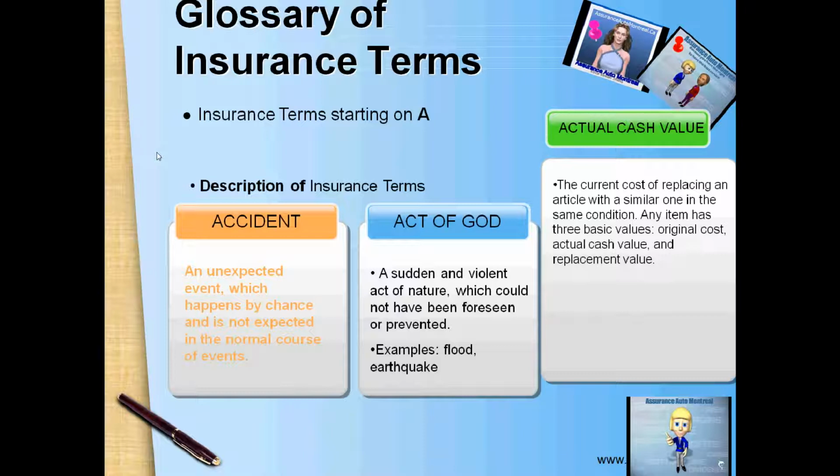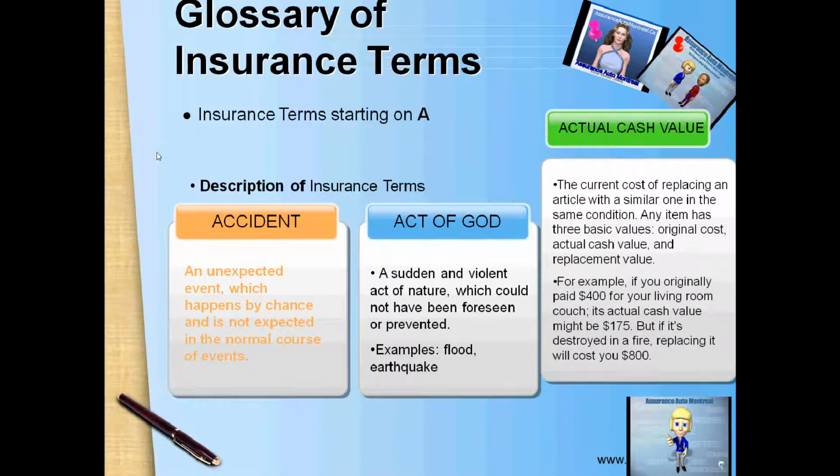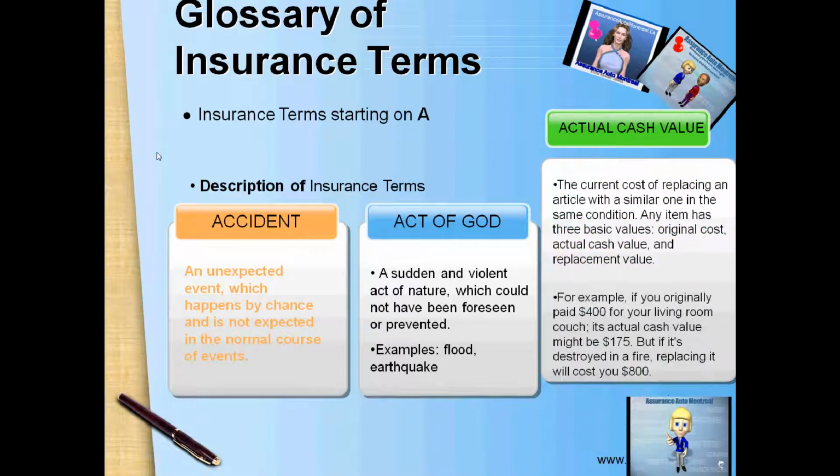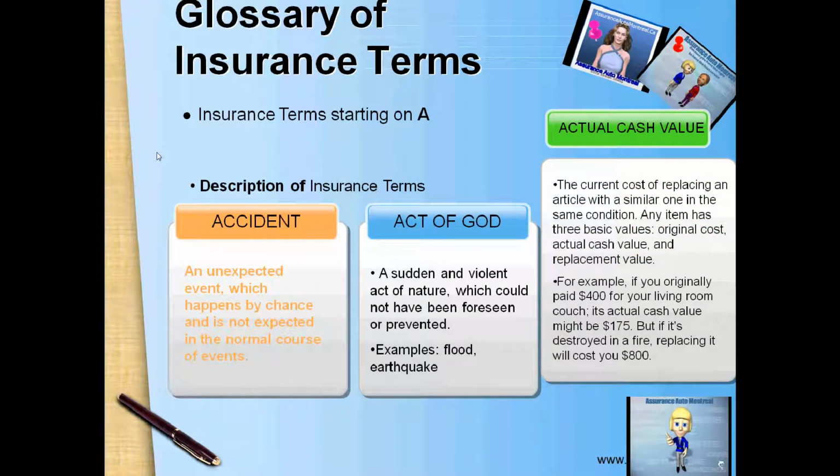Actual cash value. The current cost of replacing an article with a similar one in the same condition. Any item has three basic values: original cost, actual cash value, and replacement value. For example, if you originally paid $400 for your living room couch, its actual cash value might be $175. But if it's destroyed in a fire, replacing it will cost you $800.